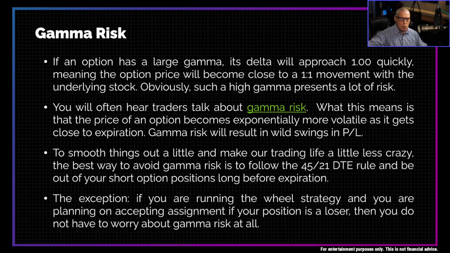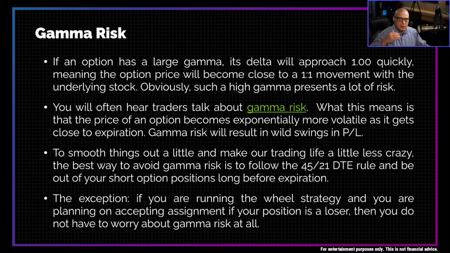That's well before you have to worry about crazy things like gamma risk and delta risk and all those huge P&L swings you'll see if you hold options late into the cycle. Just get out early. That way you don't have all of that volatility.